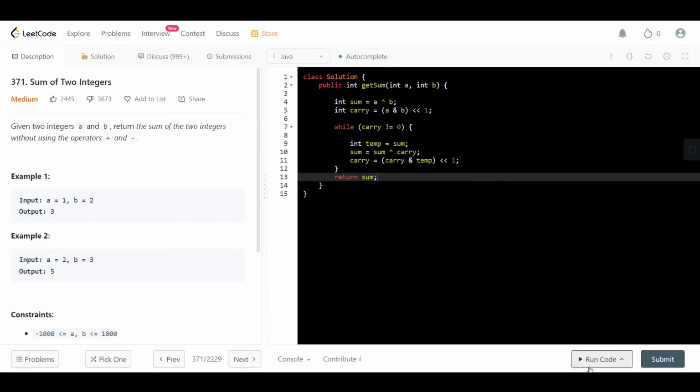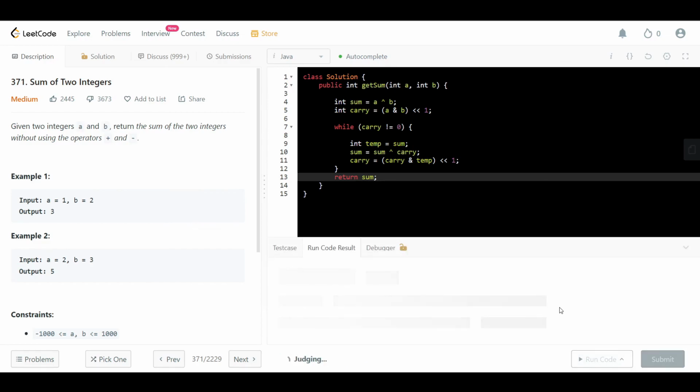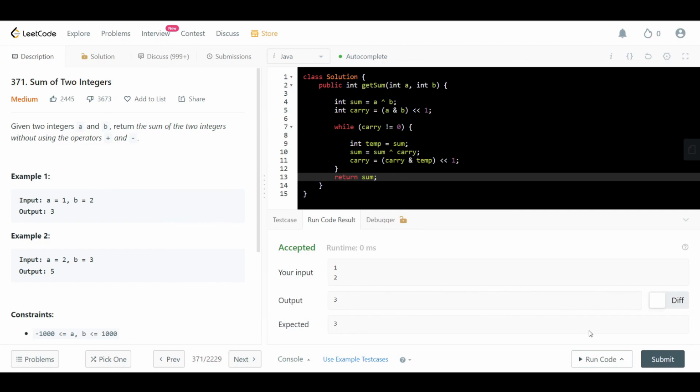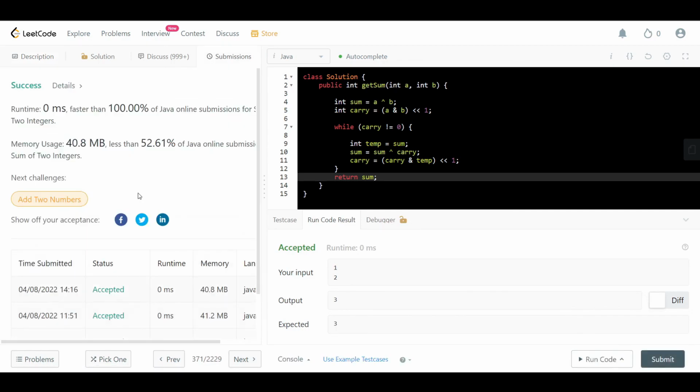So now let's run the code and let's submit. As you can see, faster than 100%.